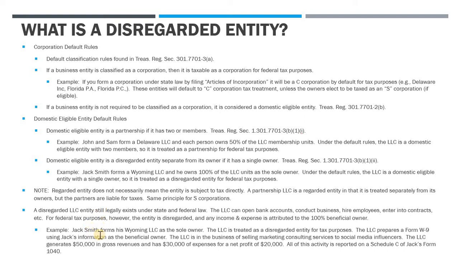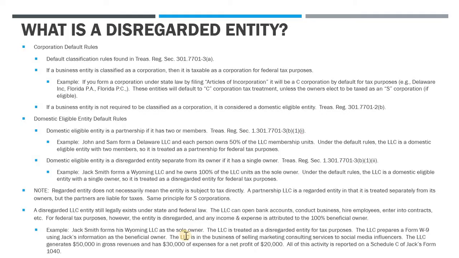So in our example here, Jack forms his Wyoming LLC as the sole owner. The LLC is going to be a disregarded entity, so Jack isn't making an election to treat it as a C Corp or an S Corp. So the LLC, when it goes to open a bank account, let's say, and it has to prepare a W-9, it's going to use Jack's information as the owner because it's a disregarded entity. So if this LLC, for example, is in the business of selling marketing services and it generates gross income and expenses, all of this activity is going to be reported on Jack's personal tax return, a Schedule C, rather than the entity itself filing its own federal tax return.